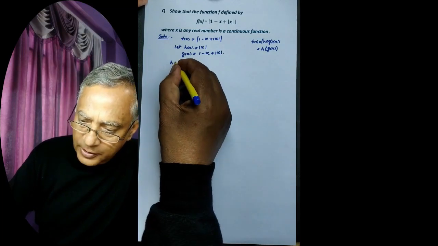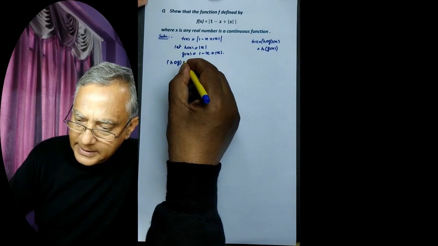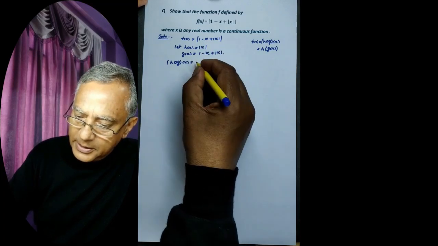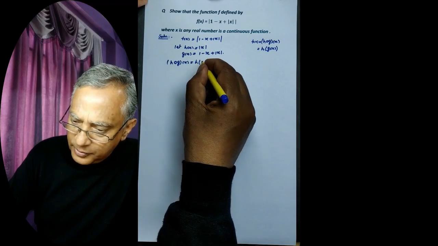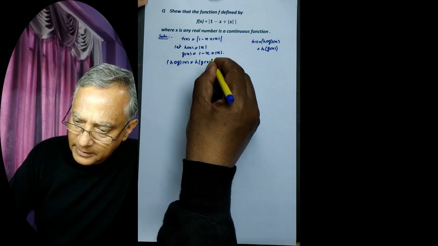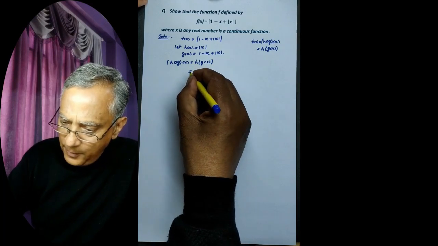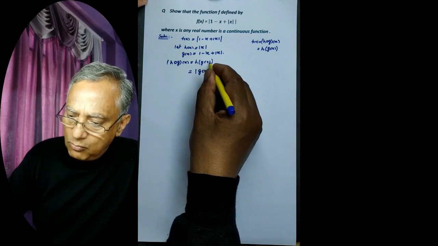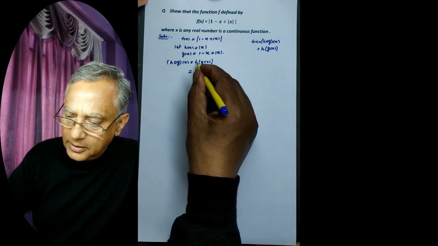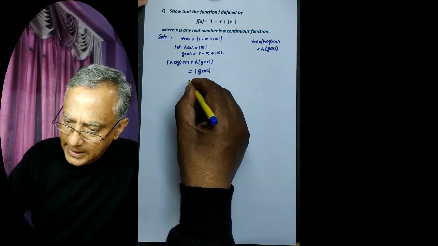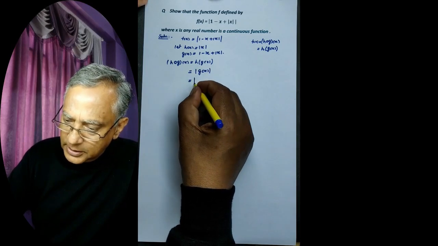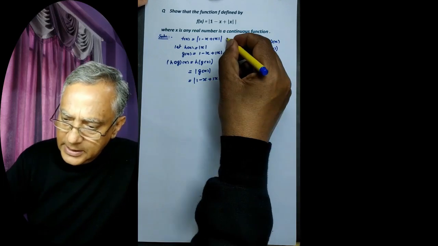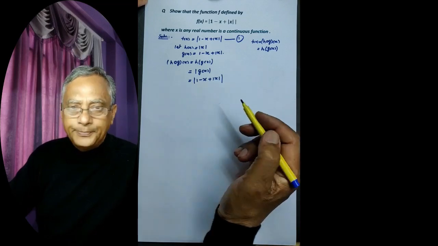Now h of gx is equal to, we just verify that h of g is this much. This is h of gx. This is equal to mod of gx. H is mod, so hx is mod x, therefore h of gx is mod of gx, and gx is this much. So this is mod of 1 minus x plus mod x.